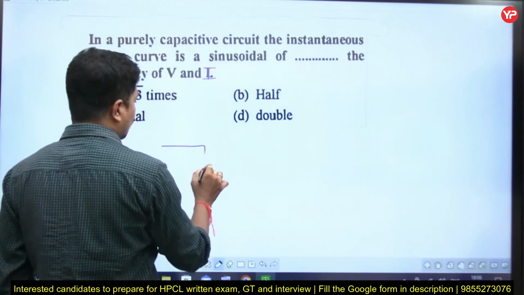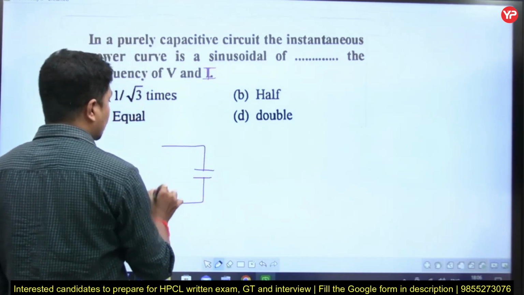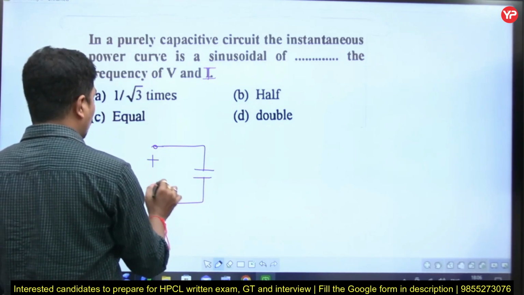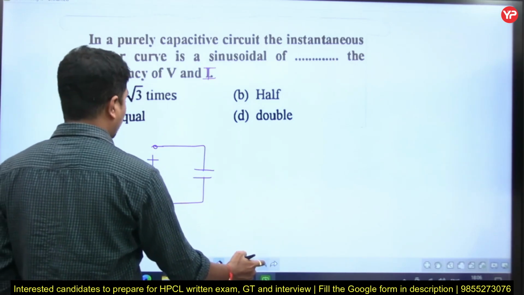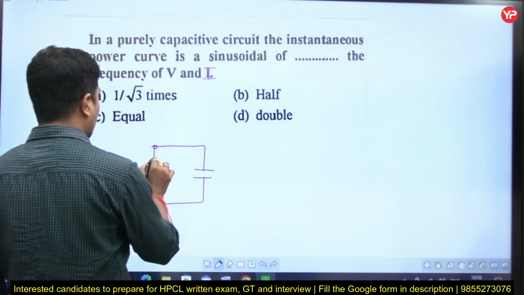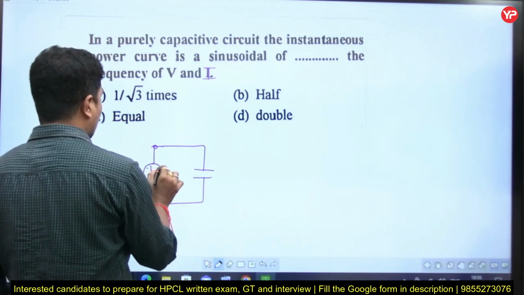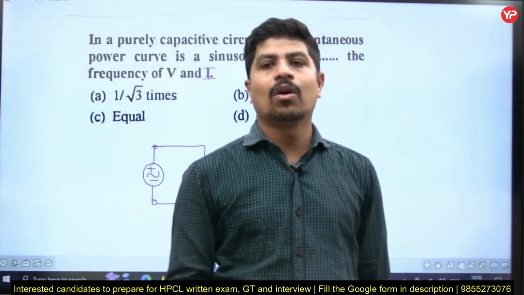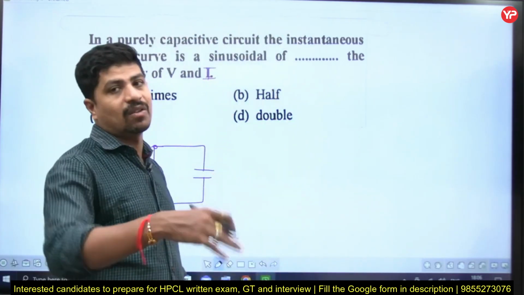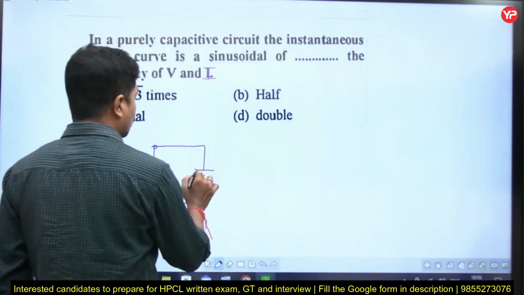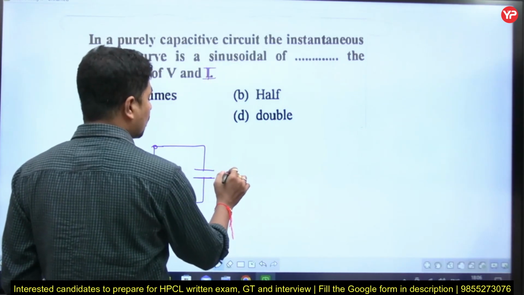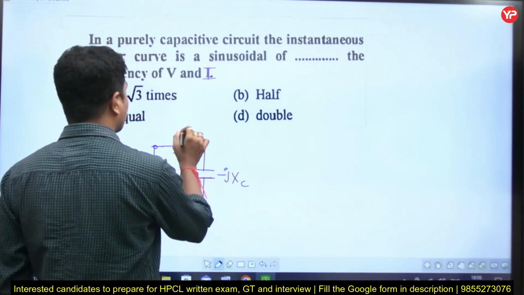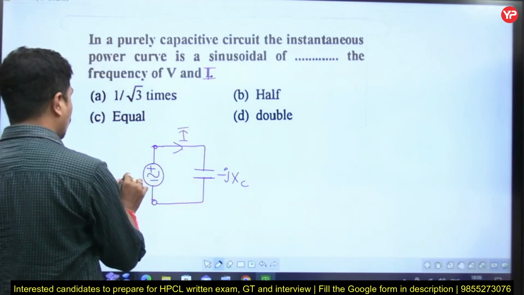Let's see. Purely capacitive circuit. It is not having any resistance. This is some AC voltage that we are going to apply. If I apply DC voltage, you know the concept very clearly. Current is not continuous. Only for the first quarter cycle current will flow. Once it fully charges this capacitor, the current flowing will be equal to 0. This capacitance will be represented as minus j XC. So this is the current I and this is the voltage V.